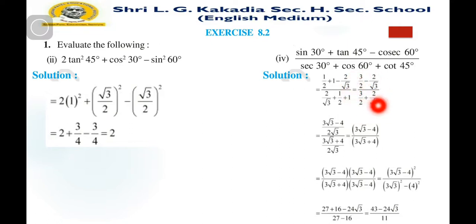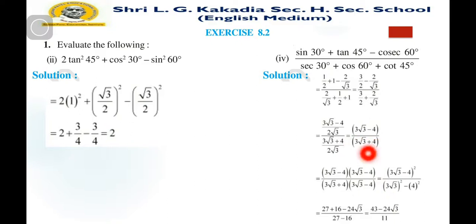Now we know that taking the LCM of the denominator we can find, multiplying here 3 into square root 3, that is 3 square root 3, minus 2 into 2, that is 4, upon 2 into square root 3, as well as here we can find 3 into square root 3 plus 4 upon 2 square root 3. Now both the denominators will be cancelled, so remaining is 3 square root 3 minus 4 and 3 square root 3 plus 4.